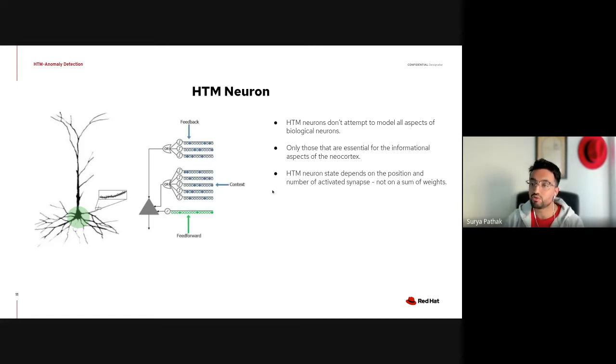behave like the neurons. These grid cells behave like the layers of neurons. So HTM neuron state depends on the position and number of activated synapses, not on the sum of weights. So depending upon whether the given cell in this grid is activated or not, the given information is recorded.